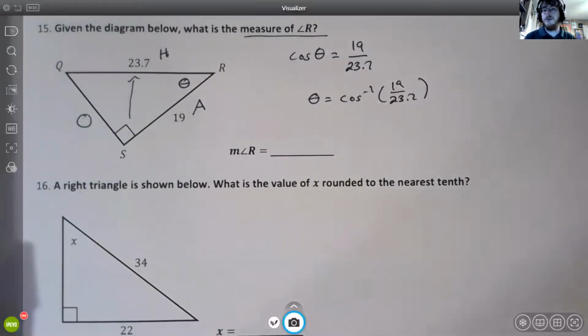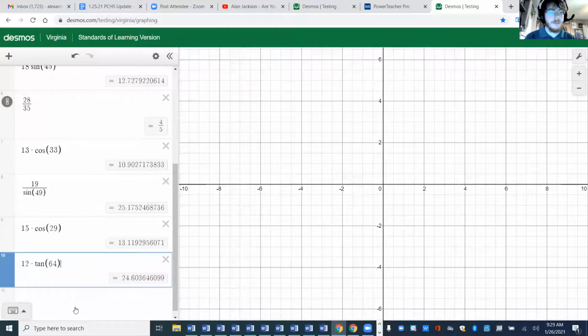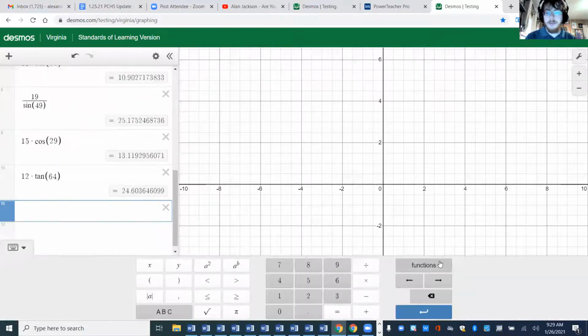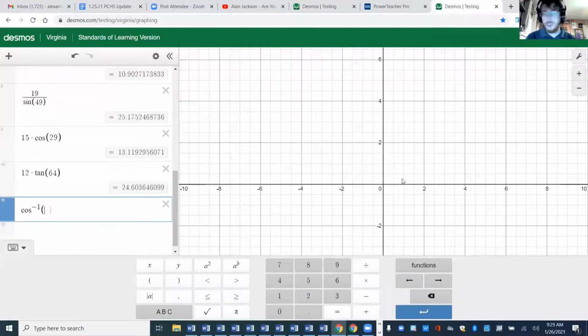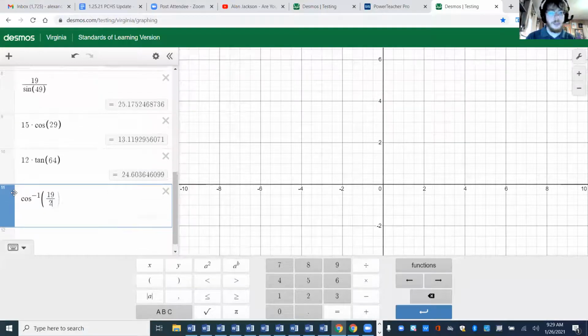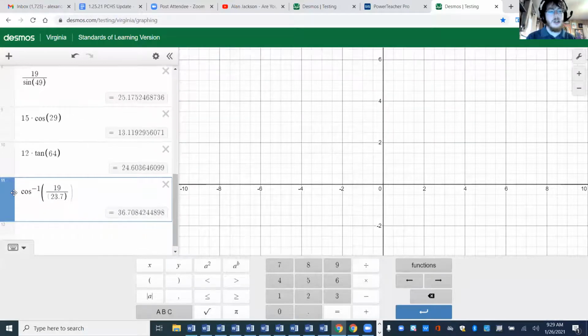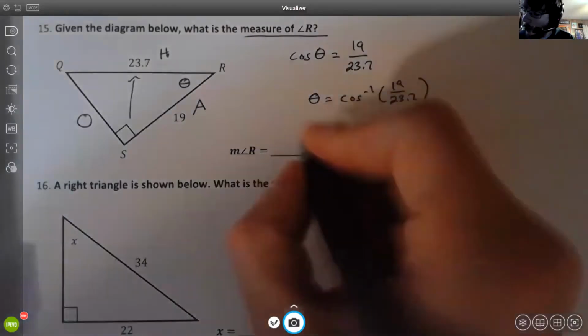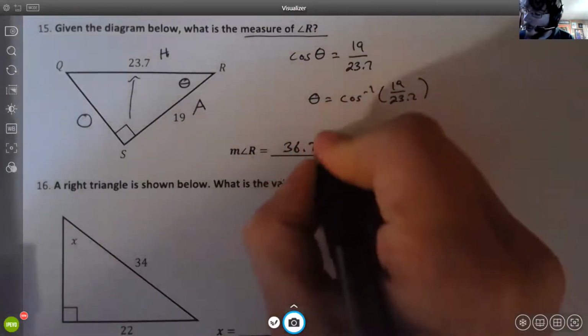And if we plug that in, we'll go to our keypad here, functions, inverse cosine, 19 over 23.7. And we get that theta would be equal to 36.7. So the measure of angle R is 36.7 degrees.